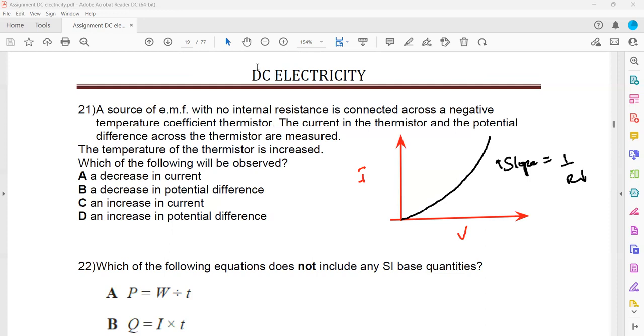So when we check the options, decrease in current, that is not the right answer. Why is a decrease in current not correct? Because the resistance of the thermistor is decreasing, and resistance is the ratio between voltage and current.